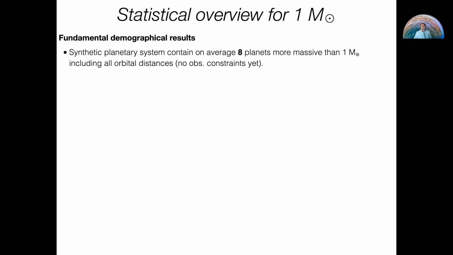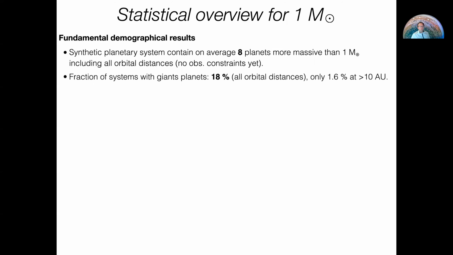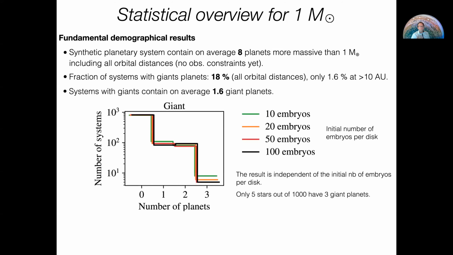So the first thing you can ask is, how many planets do we have on average per system? And what is found is that these synthetic planetary systems contain on average 8 planets more massive than 1 Earth mass. So this is not so different from the solar system, but this includes all orbital distances. Therefore, we cannot yet really tell from observation. Then the fraction of systems with giant planets is 18% at all orbital distances, but the systems are quite compact. Only 1.46% are at more than 10 AU. And these systems with giants contain on average 1.6 giants.